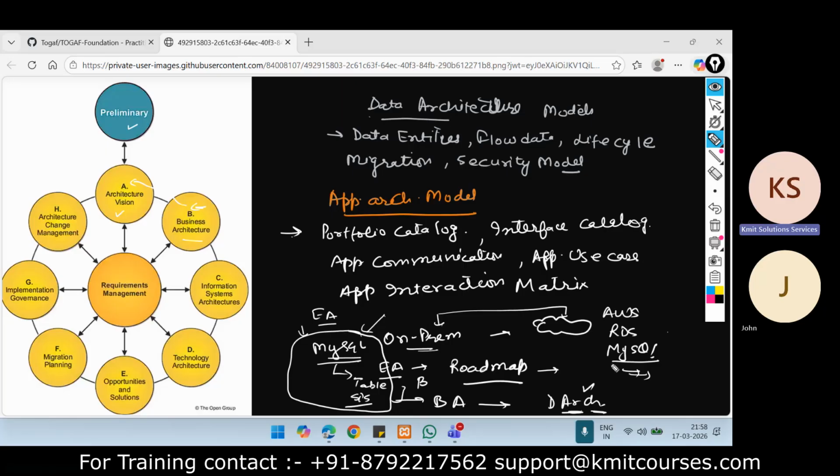Okay, so it means all are working together, whether it is the business architect or the enterprise architect. The main owner for the entire project is the enterprise architect team only. Clear?